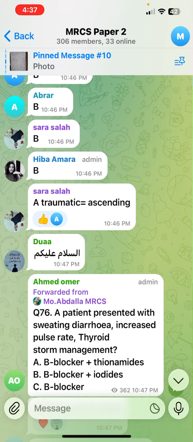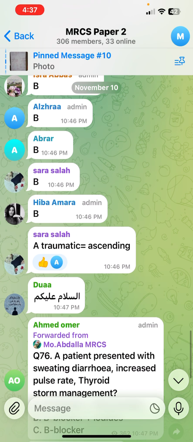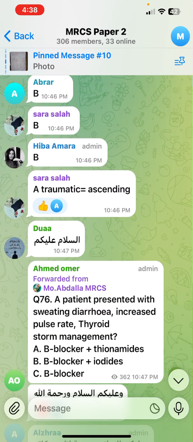Patient presented with sweating, diarrhea, and increased pulse rate. So thyroid enlargement, thyroid storm management. There is hyperthyroidism, thyroid storm. Sweating, diarrhea, and increased pulse rate, tachycardia. So you have to control this with thionamides and beta blockers.